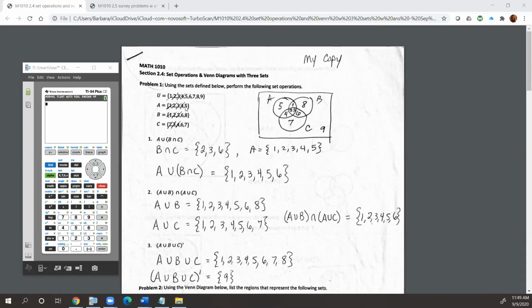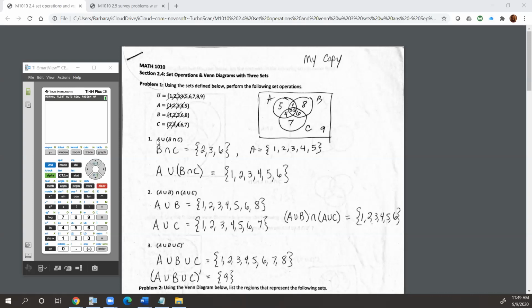And now we can fill in the numbers that just belong to A, B, and C. What we have left in A is the number 5, what's left in B is the number 8, and what's left in C is the number 7. And what's left in the universal set, once we've covered all of these numbers, 1, 2, 3, 4, 5, 6, 7, 8, is the number 9, and that goes outside. So now we can perform the operations.